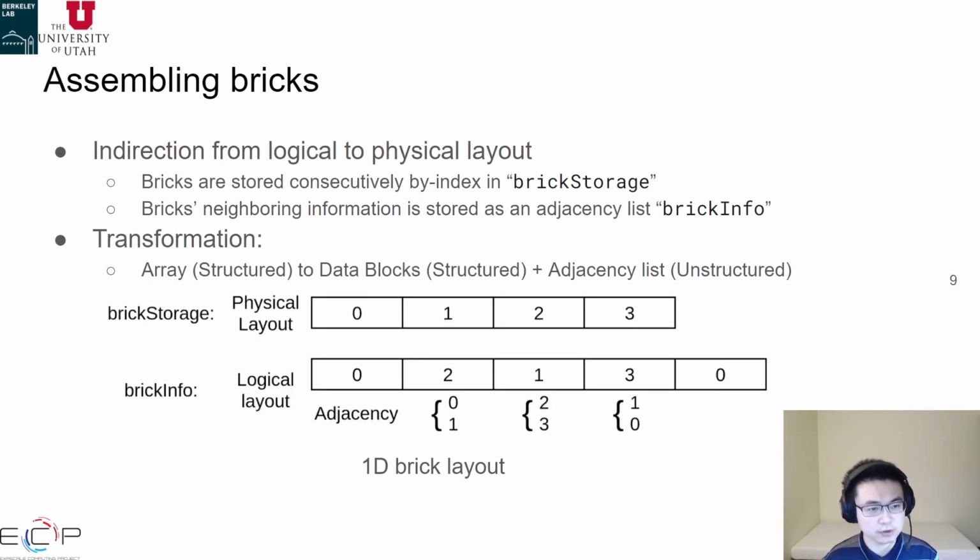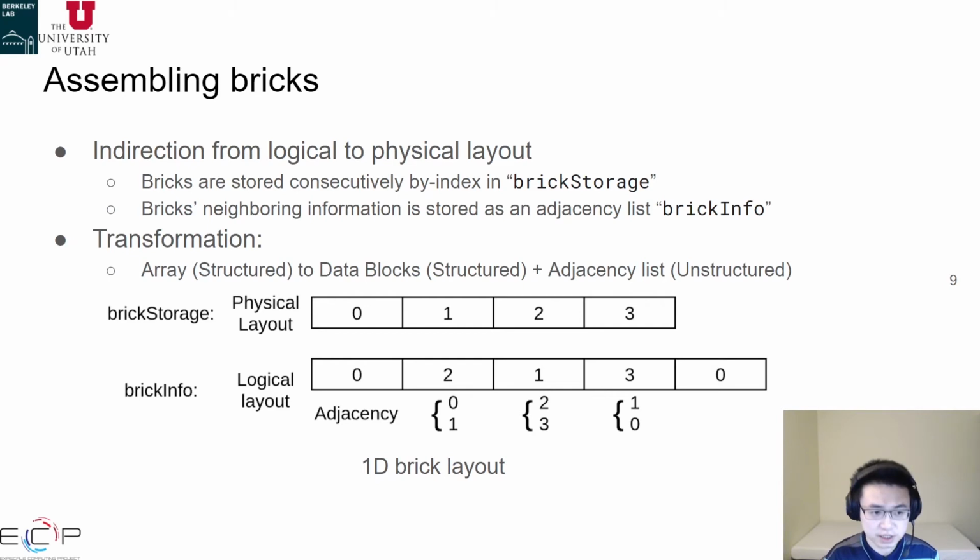And when bricks are combined to form a subdomain, they are first stored consecutively in memory by their index, and the neighboring information, which describes in this subdomain which brick is to the left of which other brick, is instead stored in an adjacency list. So this structure allows us to have an indirection from the logical to the physical layout. It also means that we can have a logical layout that is different than the physical layout. And below we show a 1D example where the physical layout is 0, 1, 2, 3, and the logical layout is 0, 2, 1, 3, 0.